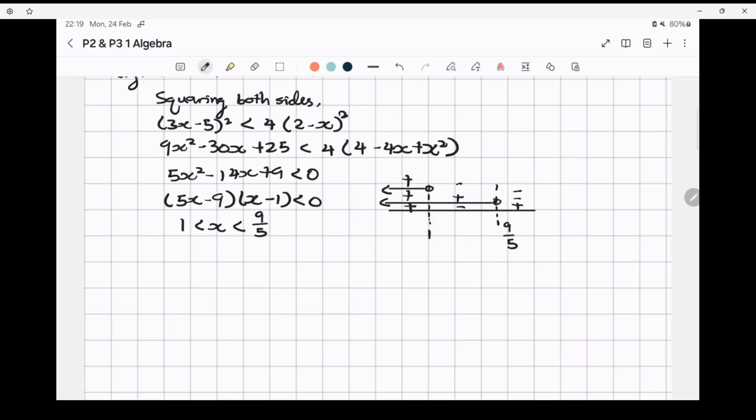So essentially that's how you solve inequalities involving the modulus function. That's all for this particular video. Thank you.